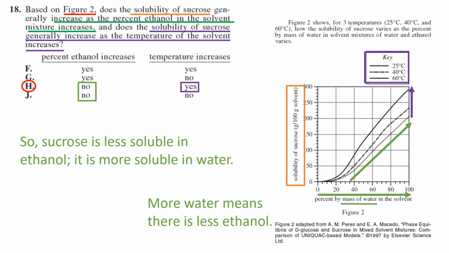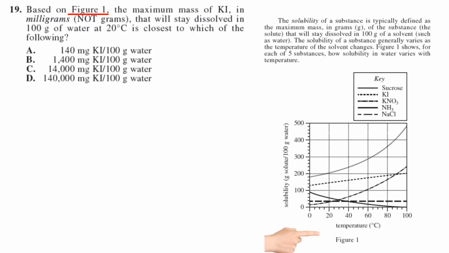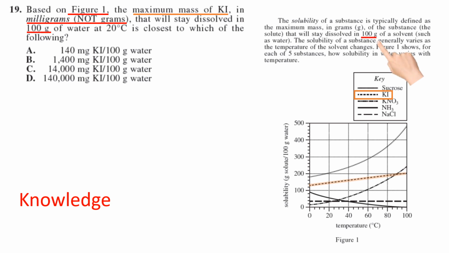Based on figure 1, the maximum number of KI, so this is the dotted line, in milligrams, not grams, so the knowledge question, how to do unit conversions, that will stay dissolved in 100 grams at 20 degrees Celsius. We can see that, but we really didn't need to because in our answer choices, it's all at 140.